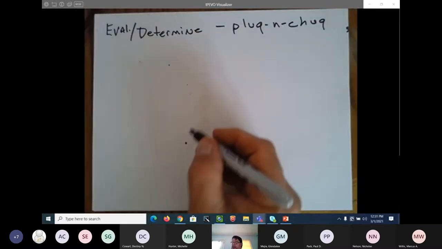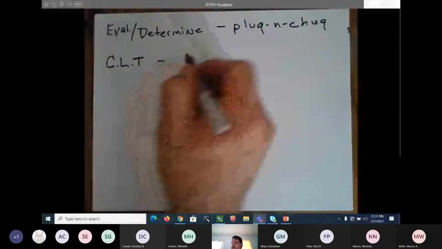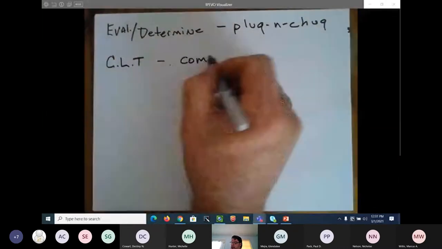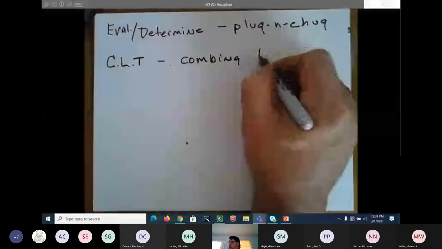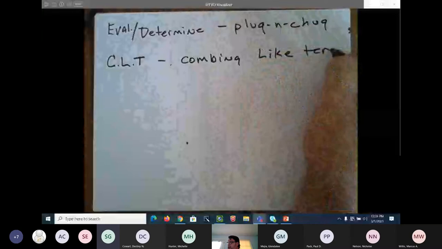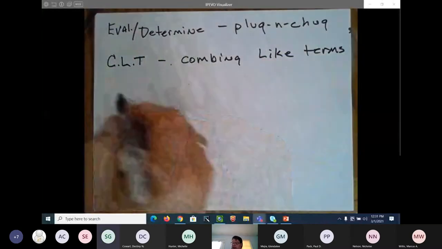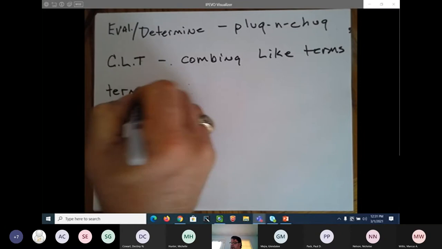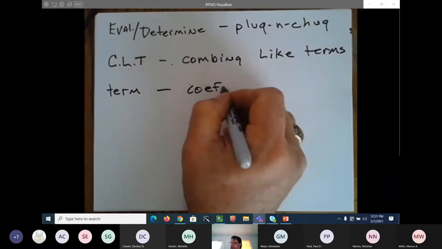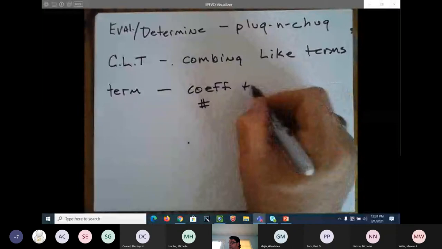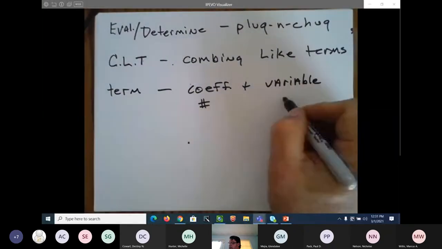Then we talked a little bit about combining like terms, which we're going to get into here shortly. And we also talked about what a term is. A term is made up of a coefficient, which is a fancy word for a number, and a variable, which is usually a letter.